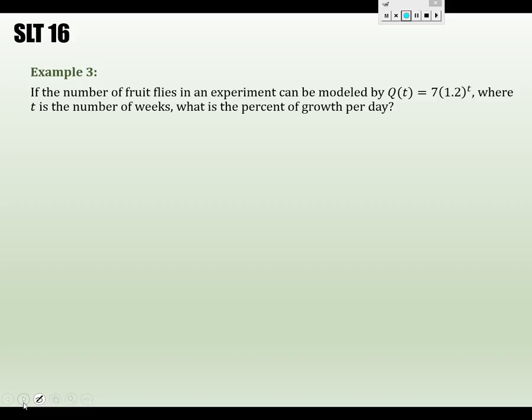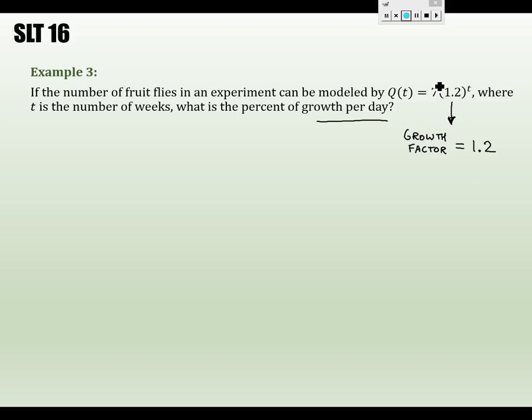So if this is a model someone already has for the number of fruit flies in an experiment, it looks like it's growing, right? They're going up. Where t is the number of weeks, what's the growth rate per day? Great question. So first of all, I might ask, what's going on here? Remember, this is like the multiplier, or the growth factor, the growth rate, whatever you want to call it. So I might say the growth factor, just from looking at the equation, is equal to 1.2.